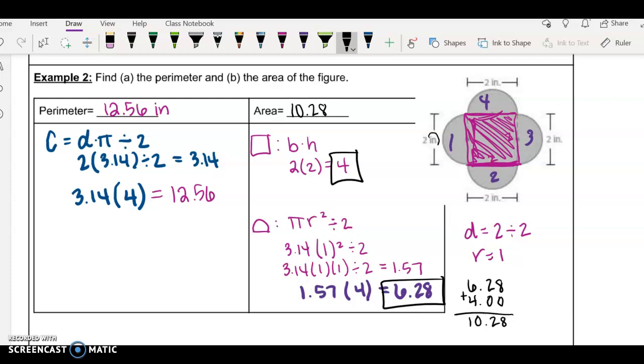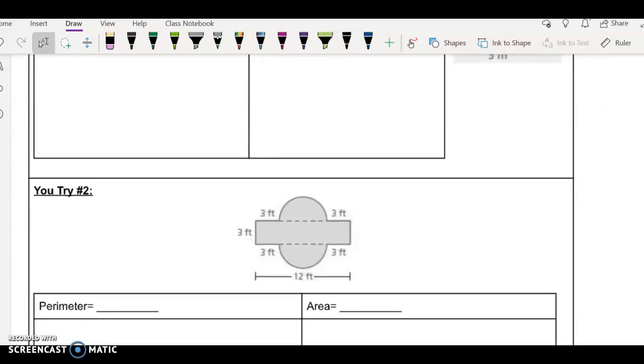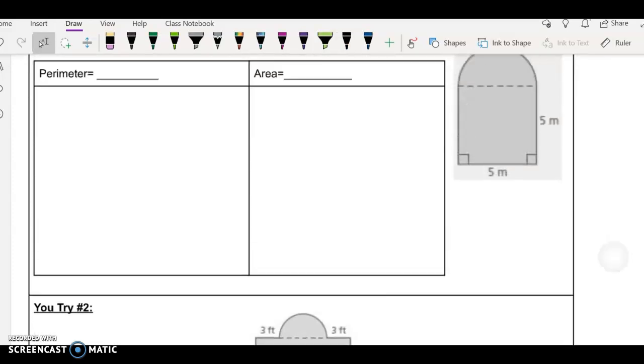And then remember, for area, we take our label, which is inches, and we put an exponent of 2. So that way we know that we found the area, or the filled in shape. So now what I want you to do is do the 2 try-its on your own, and then you'll check your answers with mine.